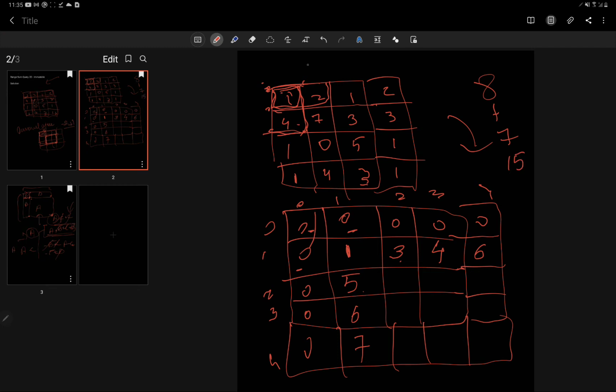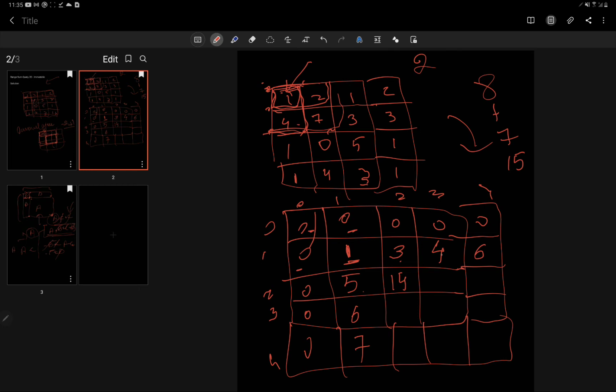Now you can see this sum is added twice, so we have to subtract the cumulative sum for this. The cumulative sum for this is 1, so 15 minus 1 is 14. So that is the sum for this matrix up to this one. We can calculate it here: 7 plus 4 is 11, 11 plus 1 is 12, and 12 plus 2 is 14. So 14 is the value.